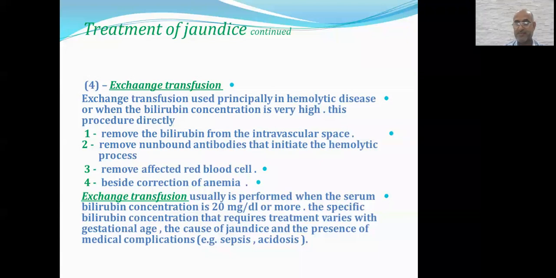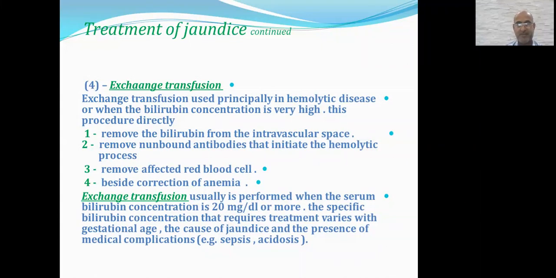As we say, antibodies that can cause extra RBC hemolysis can be removed by exchange, and the exchange removes the affected red blood cells, besides correction of the anemia. Keep this important effect of exchange transfusion in mind. Exchange transfusion is usually performed when the serum bilirubin concentration is 20 milligrams per deciliter or more. This is a very important level in practice.